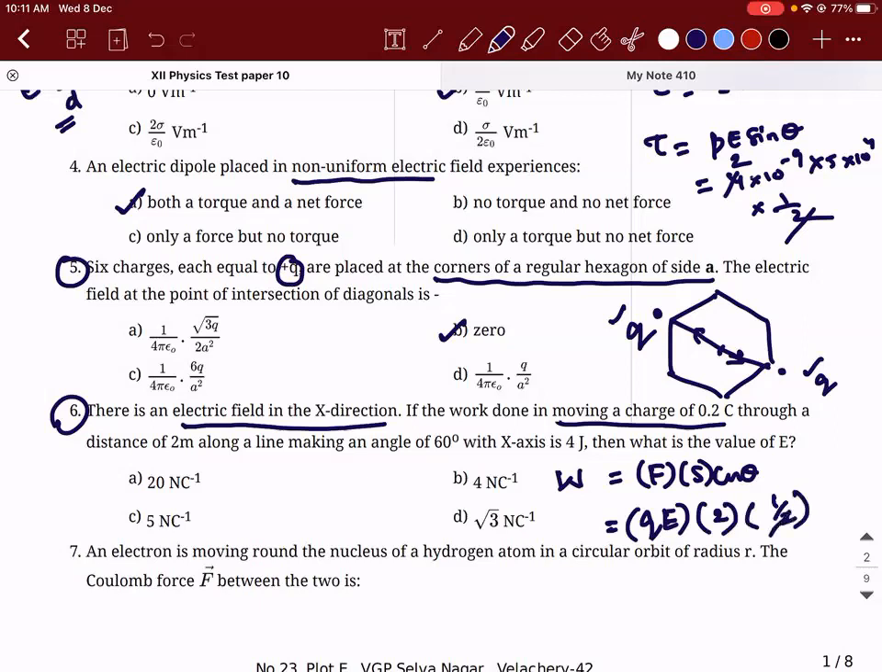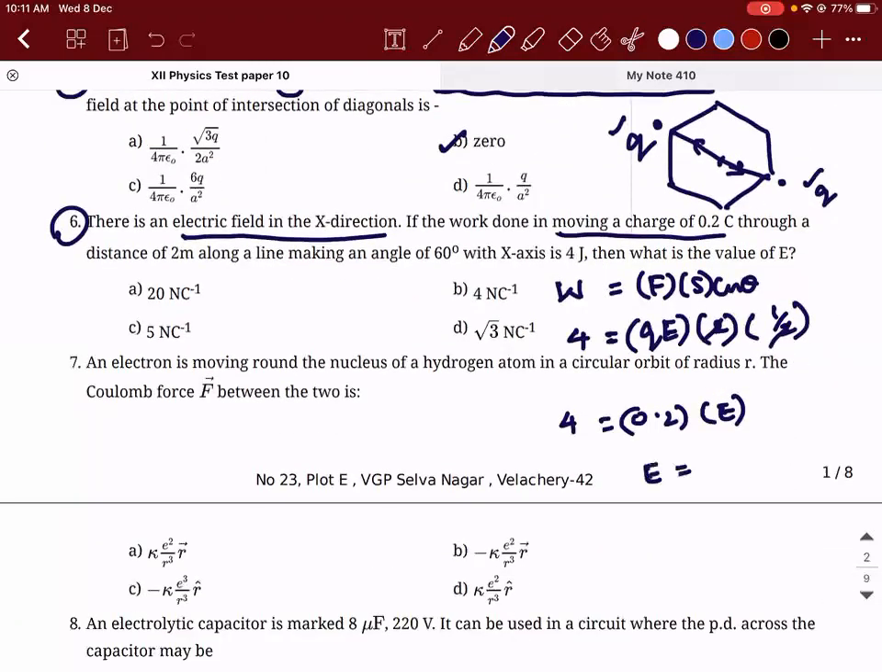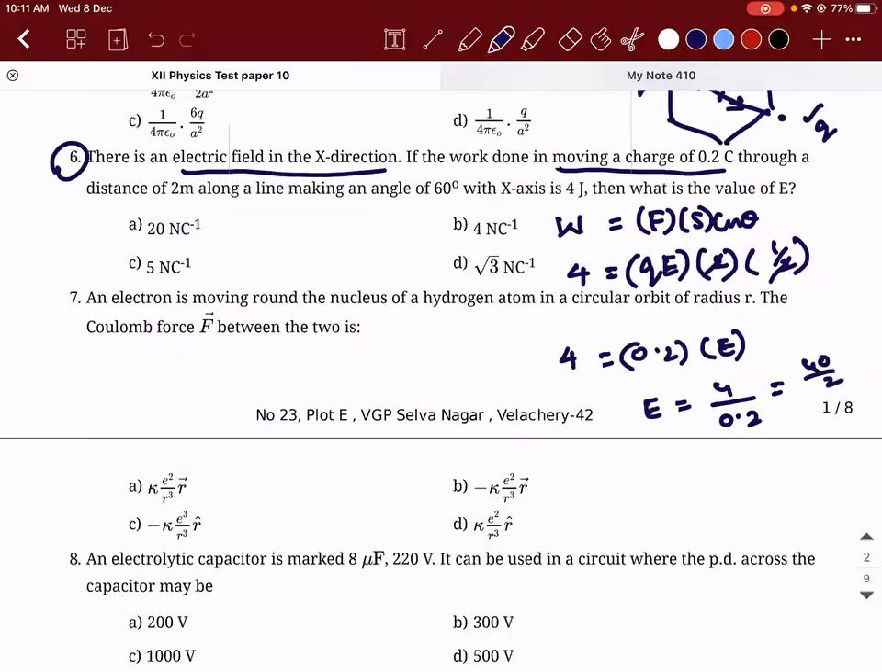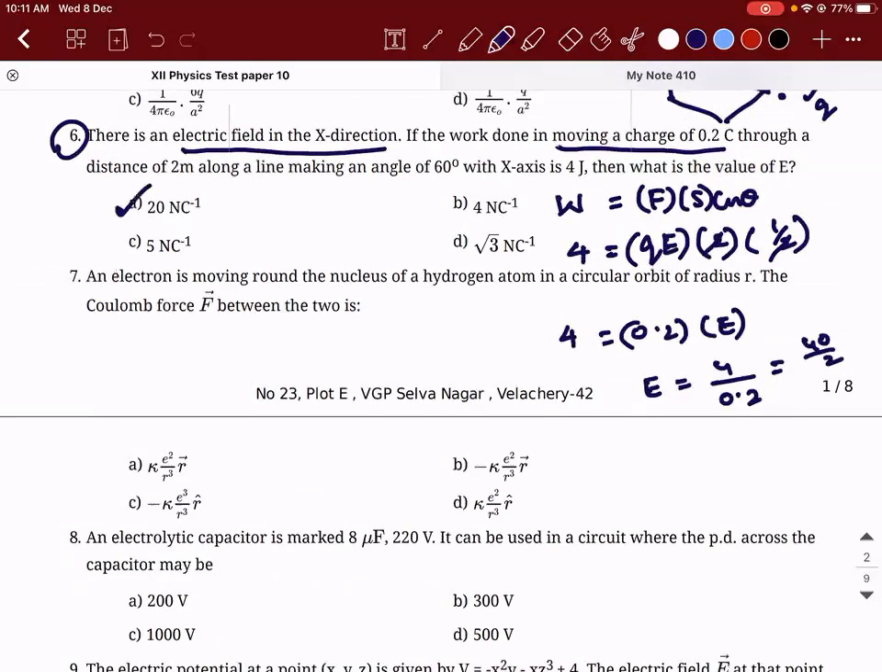And how much is cos theta? Half. So 2 and 2 will get cancelled. Work done is given as 4. So 4 is equal to 0.2 into E. E will be 4 divided by 0.2. That is 40 divided by 2, which is 20 Newton per coulomb. Right.